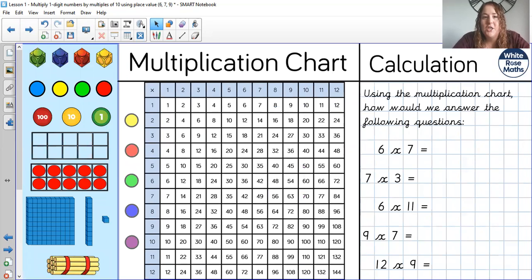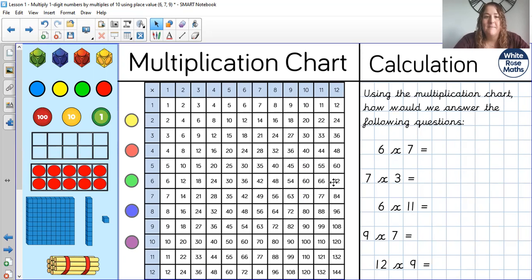So multiplication chart. This is the multiplication chart that we've used to work out some of our multiplications. How could we use this chart to work out the following questions? 6 times 7, 7 times 3, 6 times 11, 9 times 7, or 12 times 9. If you want to pause the video and have a go here using the grid, you're more than welcome. And I'll go through the answers anyway.